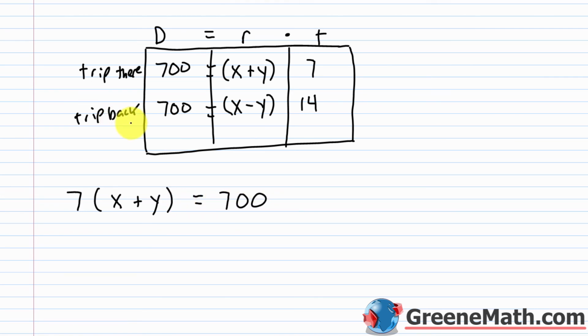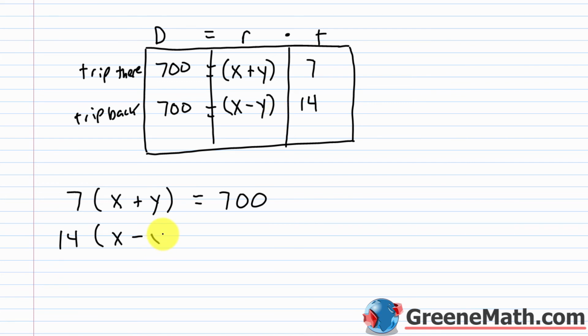Then for the trip back, I set up another equation. Again, I have a time, that's 14, multiplied by the rate, which is x, again the speed of the plane in still air. Now I'm subtracting away the wind speed, because if I'm going against the wind, I'm fighting it, so I have to subtract that away.